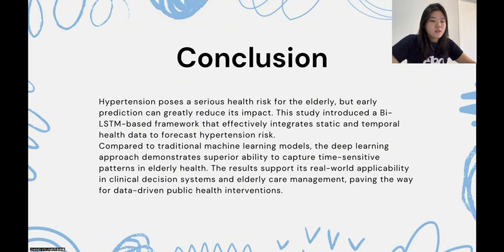This study introduces a Bi-LSTM-based framework that effectively combines static and temporal health data to predict hypertension risk. The research demonstrates the feasibility of applying deep learning in elderly care through a structured end-to-end approach. Compared to traditional models, the Bi-LSTM shows superior performance in handling complex, time-sensitive health data, offering value for both academic study and real-world health monitoring systems.